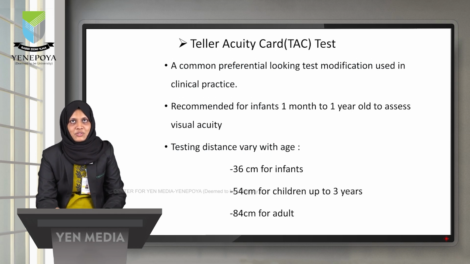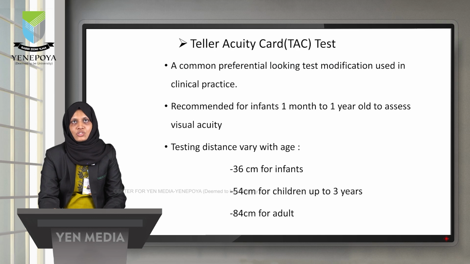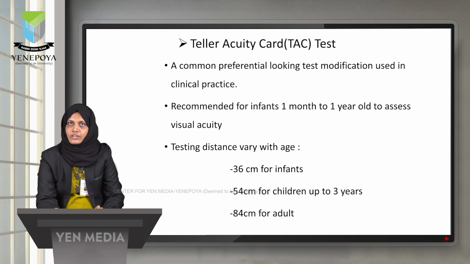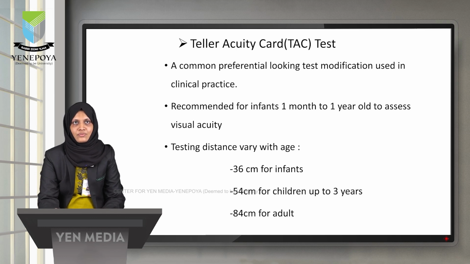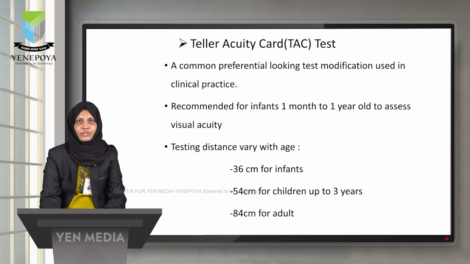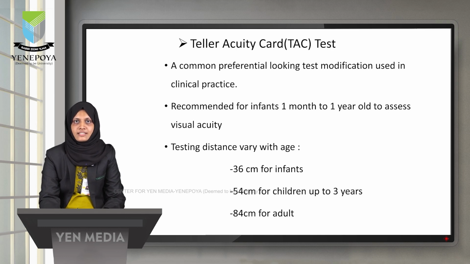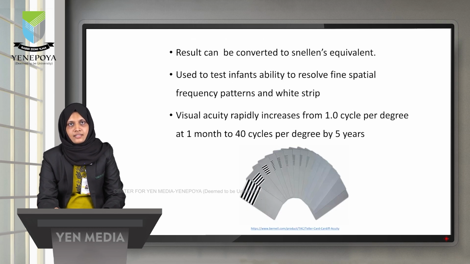Moving to the Teller acuity card test, a common modification of the preferential looking test used in clinical practice. It is recommended for infants 1 month to 1 year old to assess visual acuity. Test distance varies with age: 36 cm for infants, 54 cm for children up to 3 years, and 84 cm for adults. So this is the Teller acuity card.